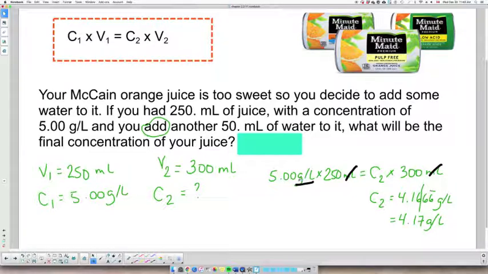So we went from 5 grams per liter down to 4.17 grams per liter by adding 50 ml of water to our juice mixture. So that's it for dilution.